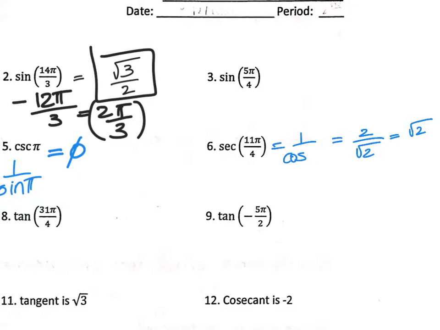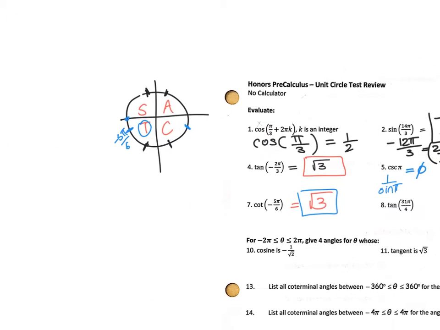Now 11 pi over 4, let's simplify it. Since this is a secant, it has the same period as a cosine or a sine, so that's 2 pi. So if I subtract an even number of pi, let's say 8 pi over 4, which simplifies to 2 pi, then 11 pi over 4 minus 8 pi over 4 gives me 3 pi over 4.